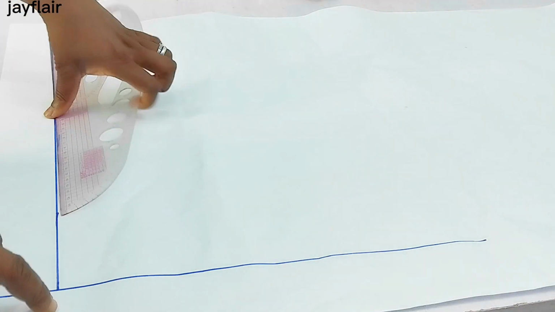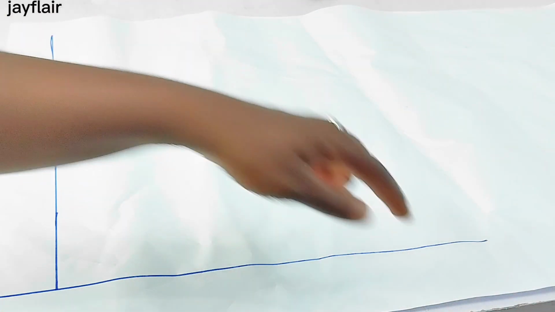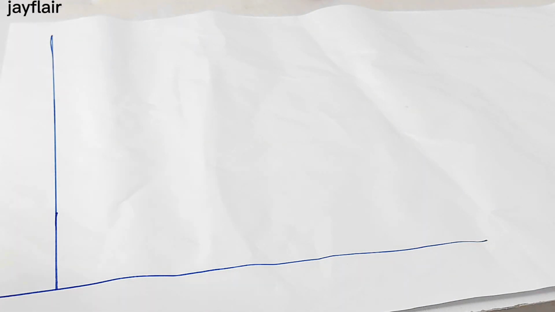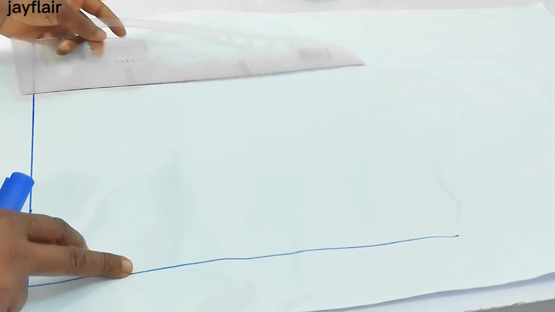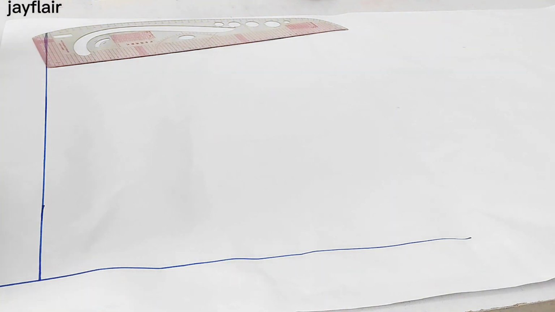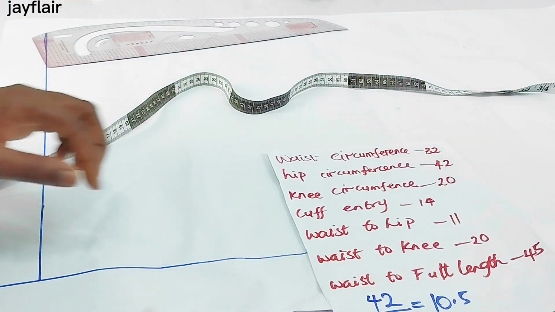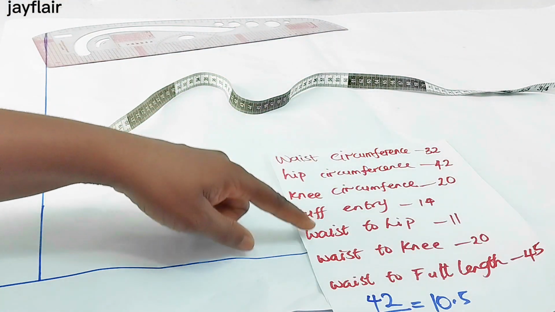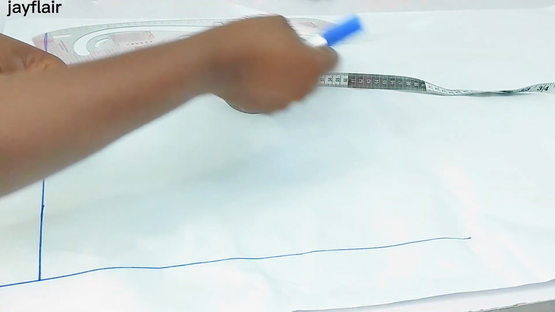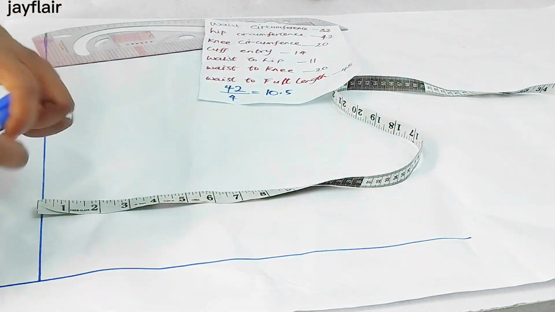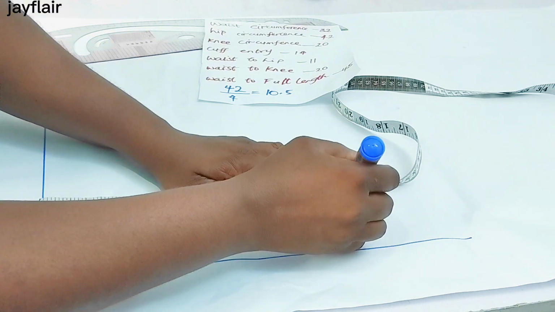Okay, so I already drew this vertical and horizontal guideline. The reason is because I will be drafting my front and back pattern together first before I separate them. So the first thing I'll be doing is to input my vertical measurements, that's my length measurements. My waist to hip is 11 inches.